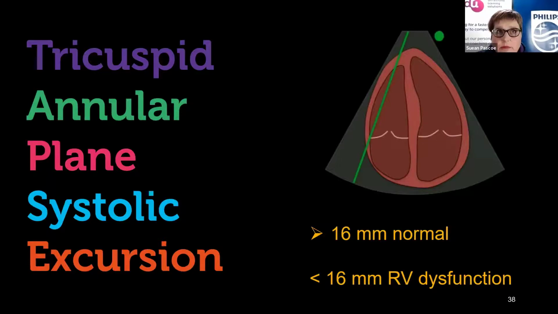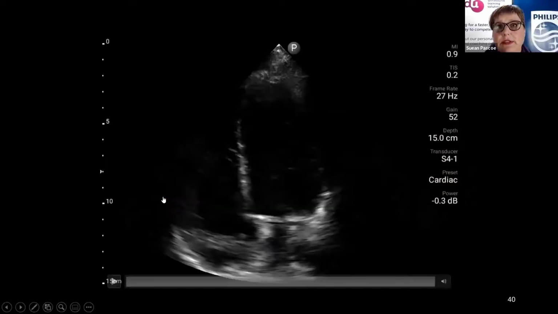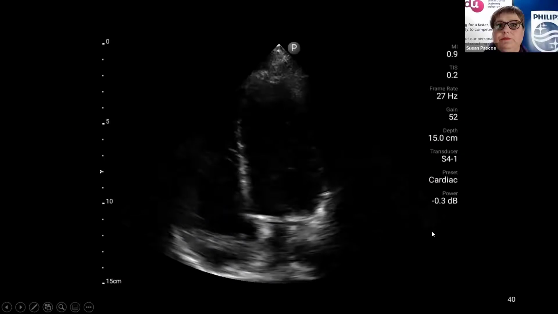But the TAPSE measurement is the measurement of the tricuspid annular plane systolic excursion. And if it's more than 16 millimeters, everything's fine. And if it's less, then it's representing right dysfunction. So essentially, as the heart contracts, you get rise of the base of the heart here. So the tricuspid annulus contracts up in systole, and then you get descent of the base in diastole.